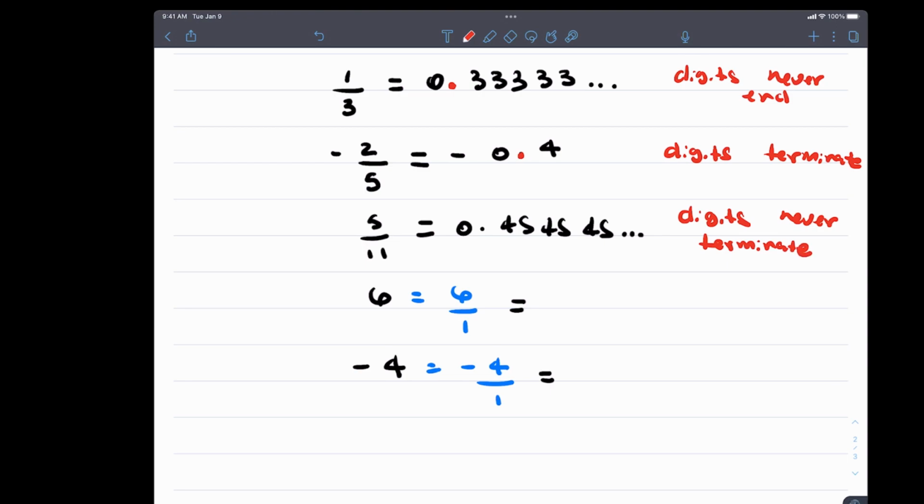6 over 1, you guys know that's 6. The digits terminate. Is that right? Yeah, terminate. And then what's negative 4 over 1? You say, okay, I could divide that. The digits never terminate.